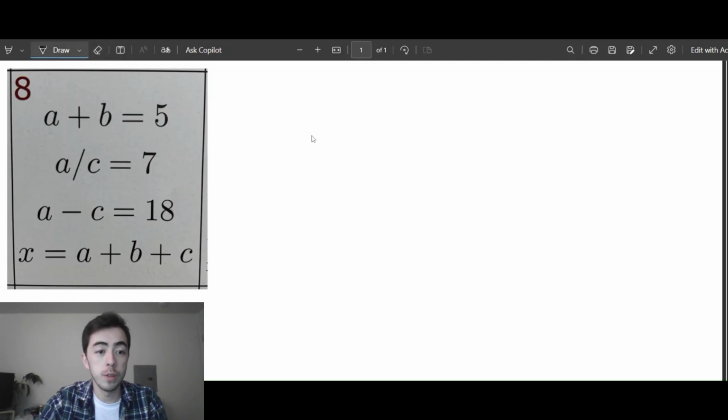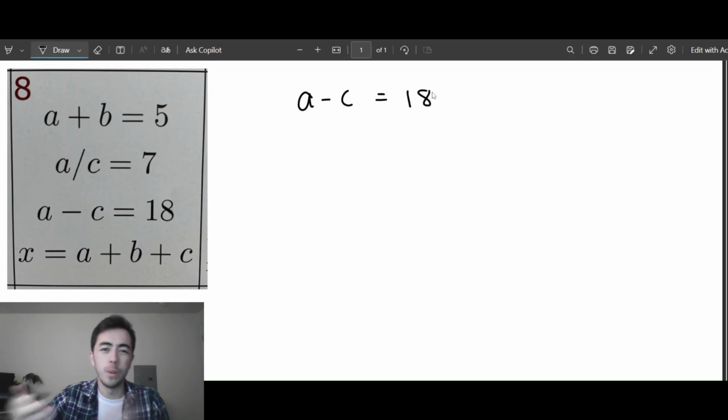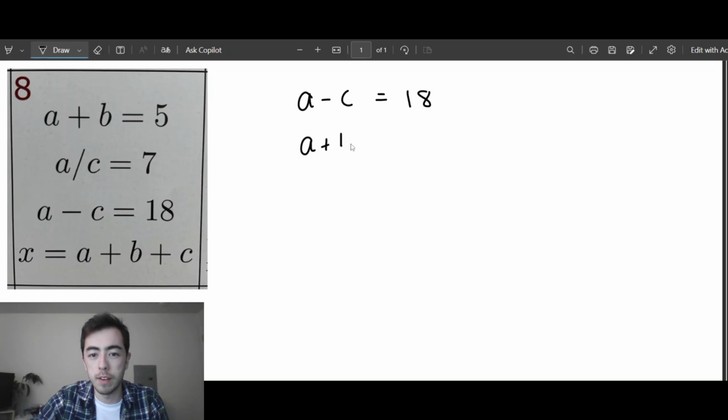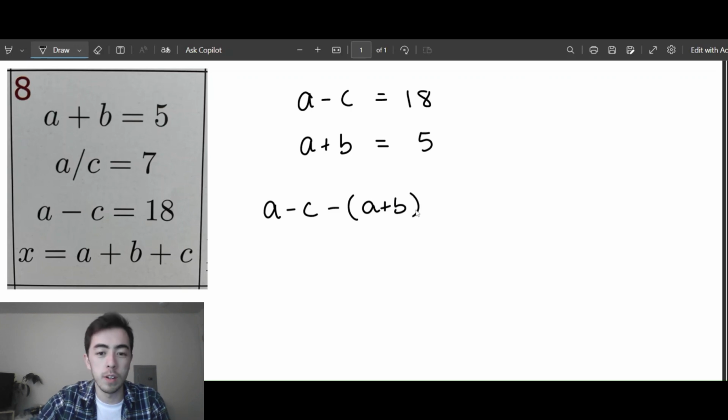The first thing I want to do is maybe try some elimination. I'm going to take this last equation, A minus C equals 18, and hold it next to the first one, A plus B equals 5. And I'm going to take this part, A minus C, and try subtracting away an A plus B. So I'll do A minus C, and I'm subtracting away an A plus B. And my ultimate goal here is to eliminate or get rid of this A variable.